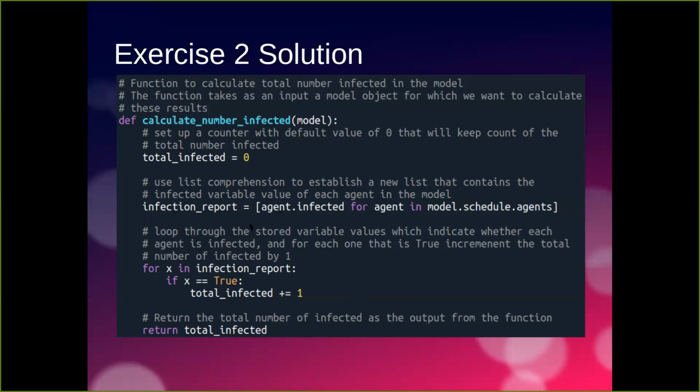And I was delighted to see that one of the groups had picked up on the fact that you could have skipped all of this and done the whole thing in a list comprehension, which is by far the preferable solution. You could have just said agent.infected for agent in model.schedule.agents if agent.infected is strictly equal to True, and then you'd only have a list of those that were actually infected, and then you could just return the length of that list. So that's an even more elegant way to tackle that.